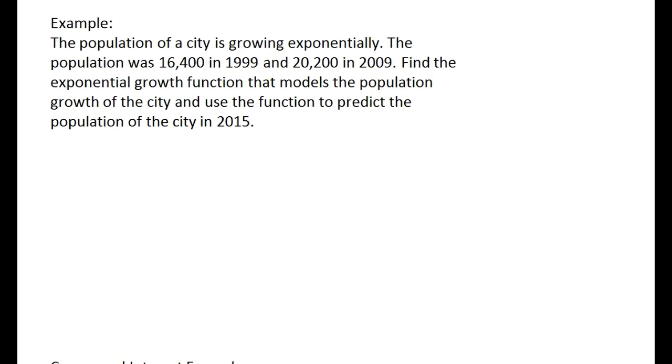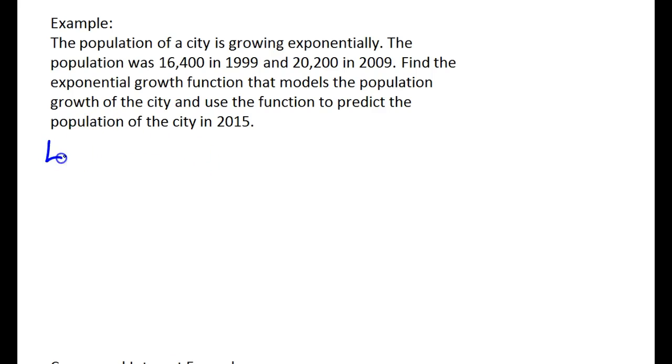So here's a typical problem that uses population. In 1999, the population of a city was 16,400, and by 2009 it was 20,200. So find the exponential growth model, that function that models the population growth of the city, and use that function to predict the population of the city in 2015.